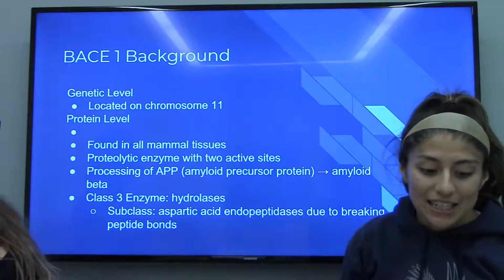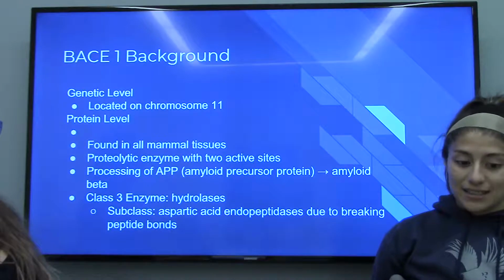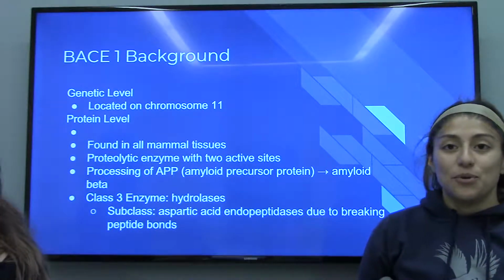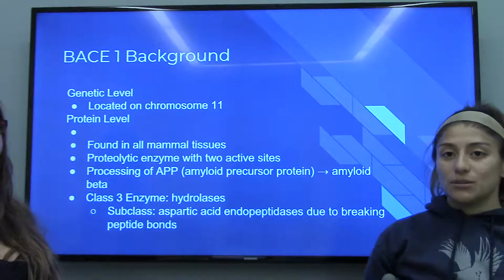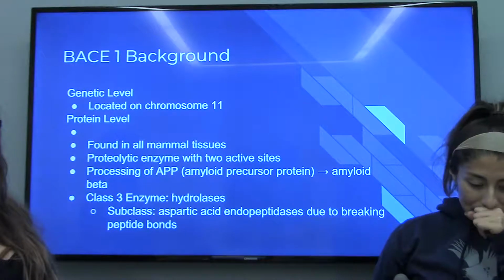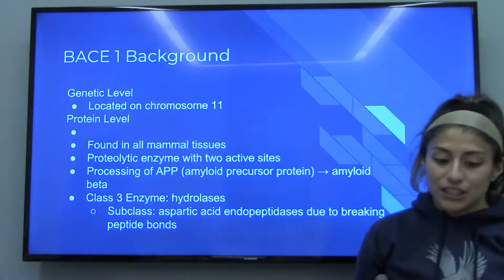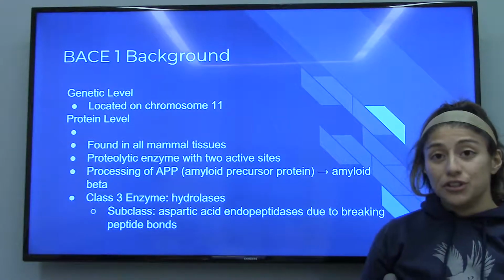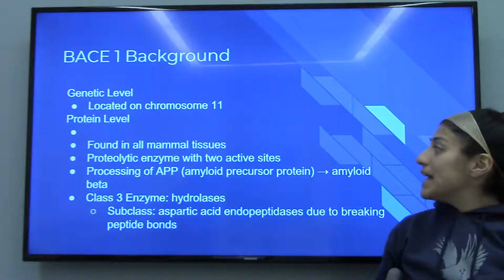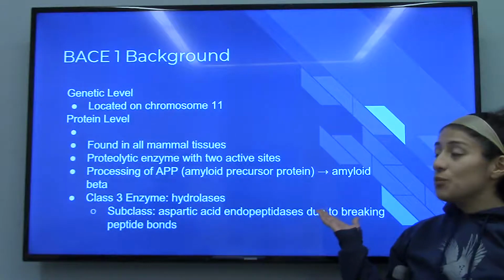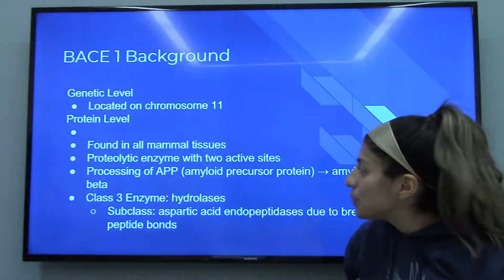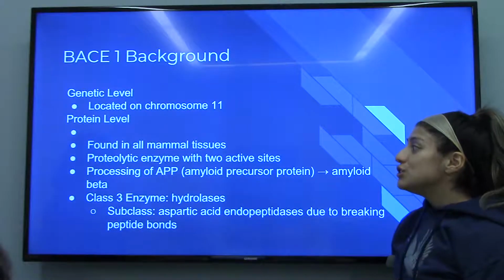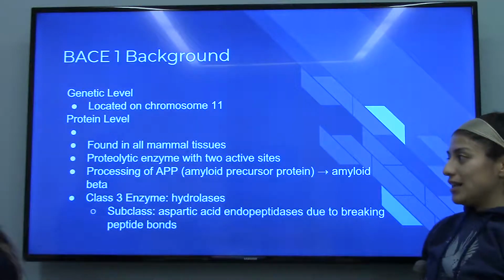So BACE1 is a transmembrane protein that functions as a dimer. It's mainly found in the brain and pancreas, but it is most active in the brain. The general function is to form myelin sheaths for peripheral nerve proteins. It is found on chromosome 11, and at the protein level, it's also found in mammal tissues, and it's a proteolytic enzyme with two active sites.